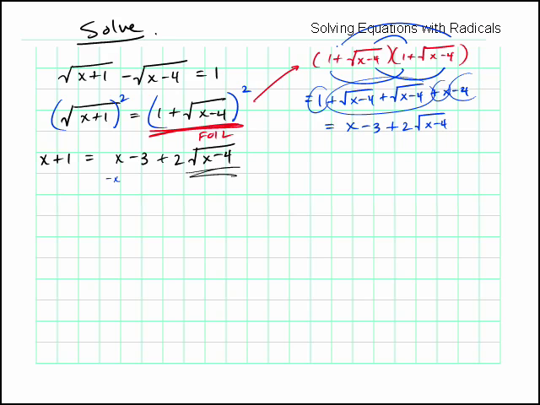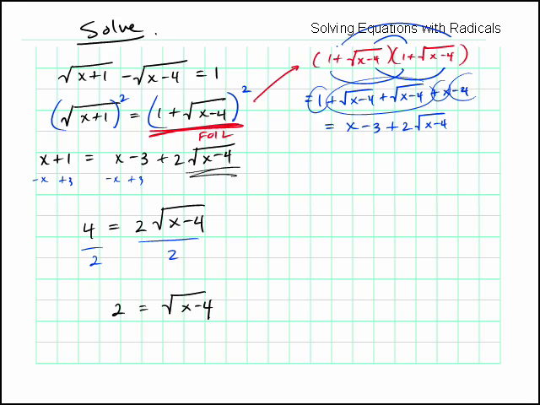If I subtract x, the x's are gone. I'm going to add 3 to both sides. And I will get 4 equals 2 square root of x minus 4. So it works down to that. I can divide both sides by 2. And I end up with 2 equals square root of x minus 4.